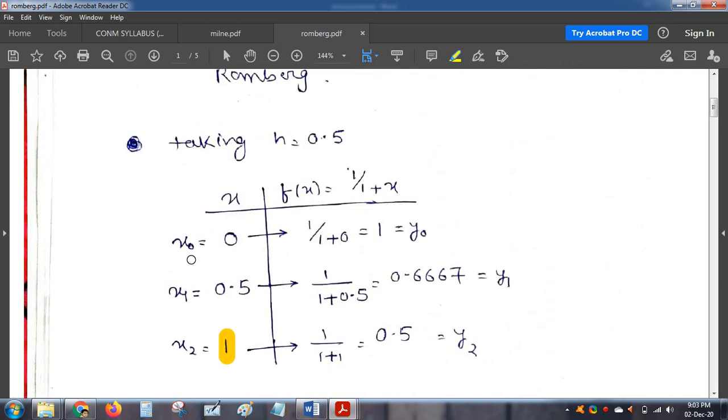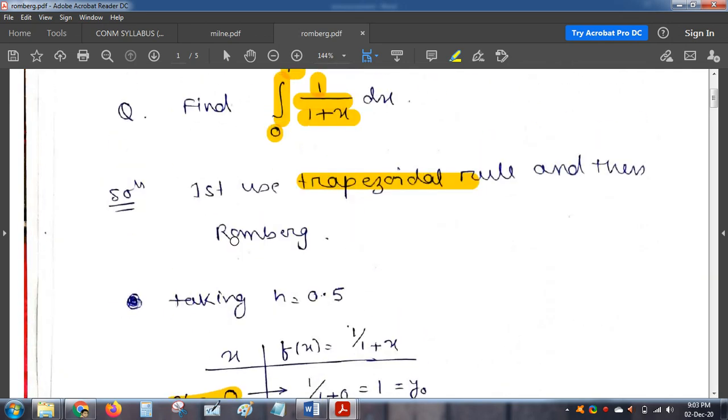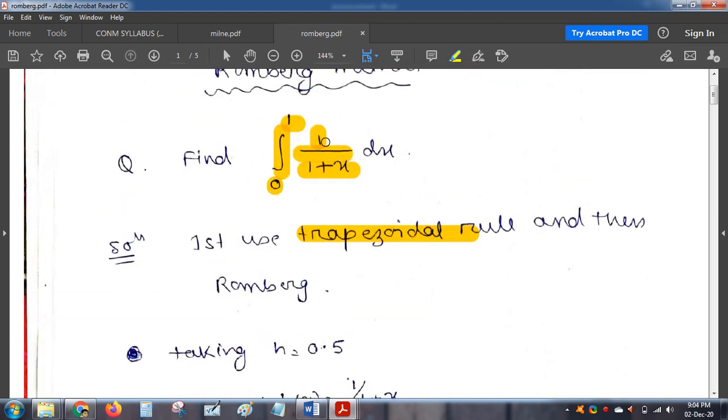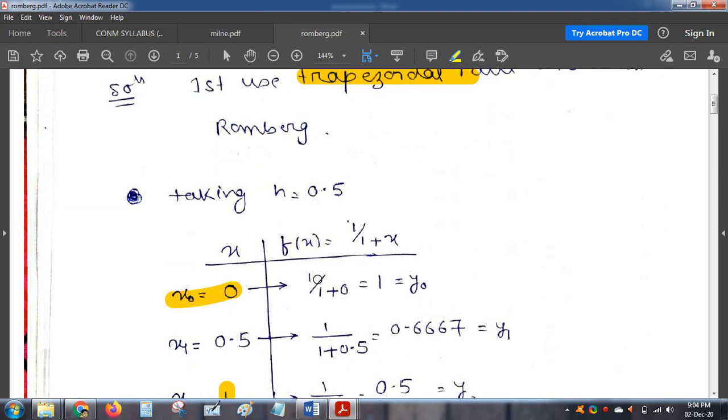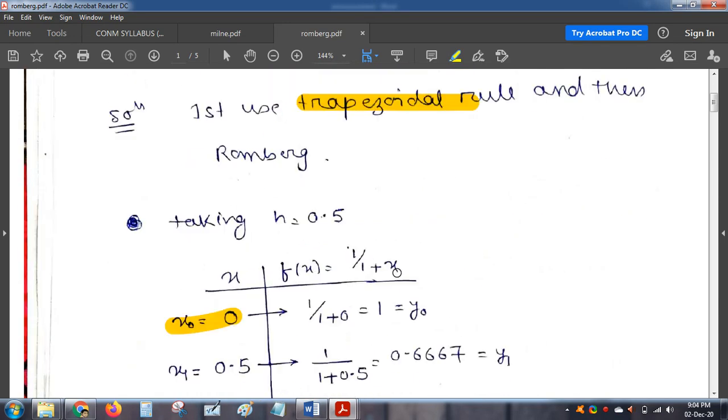So x naught, just put x naught over here, 0 over here, so 1 by 1 plus 0, because what is your function? Your function is 1 by 1 plus x. If x is 0, then what is f of x? f of x is 1.